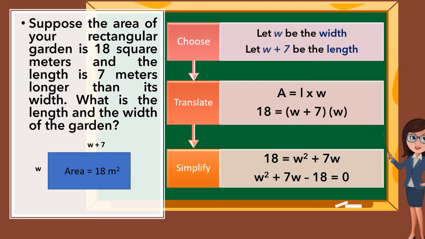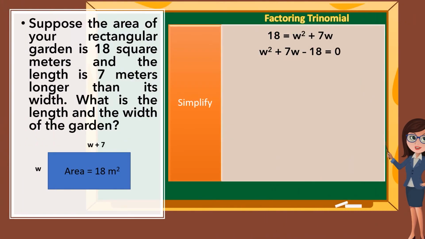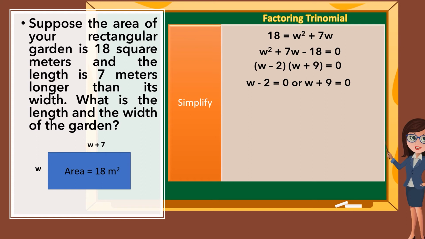Place all polynomials on one side. That is, W squared plus 7W minus 18 is equal to 0. Using factoring trinomial, the factors are W minus 2 and W plus 9. With the same step that we had a while back, different properties of equality were used. By zero property, W minus 2 is equal to 0 or W plus 9 is equal to 0.